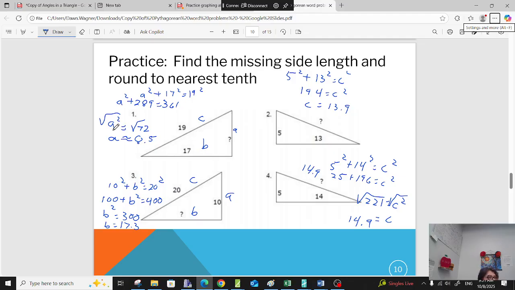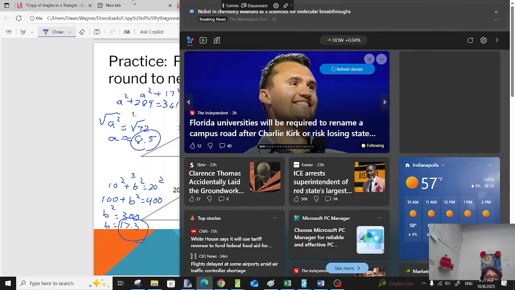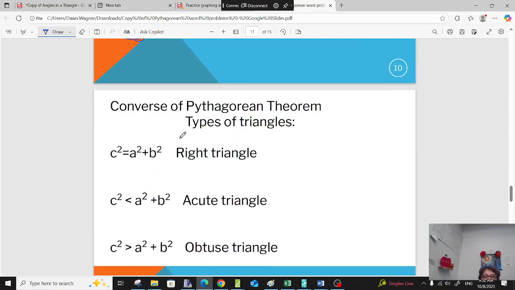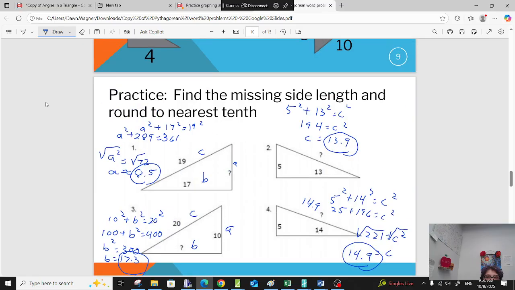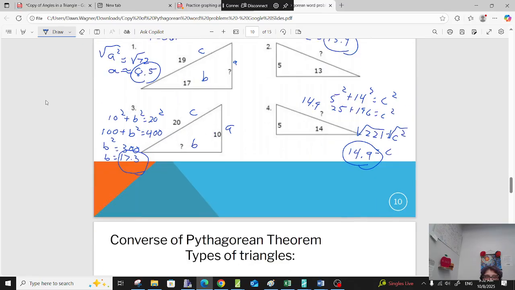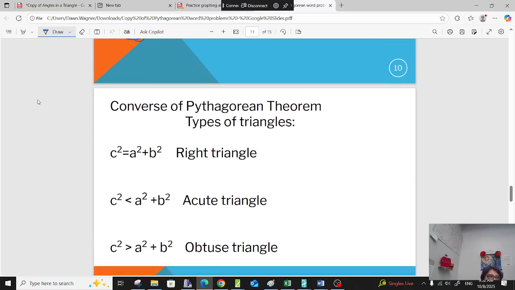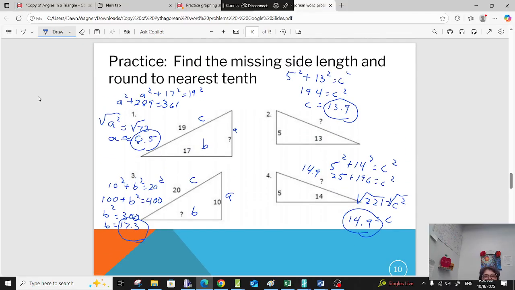Hopefully y'all had enough time. Is that what you got for your answers? Yeah. 8.5, 13.9, 17.3, 14.9. Okay. Now, okay, never mind. I got it. Here is 10. Here is 10.